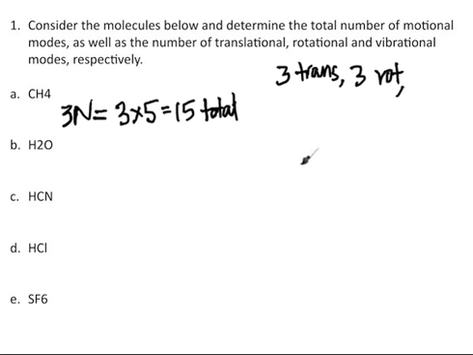So to calculate the number of vibrational modes is just to subtract the total number of translational and rotational modes from the total number of modes. So we have 15 minus 3 minus 3 is 9. So we have 9 vibrational modes.